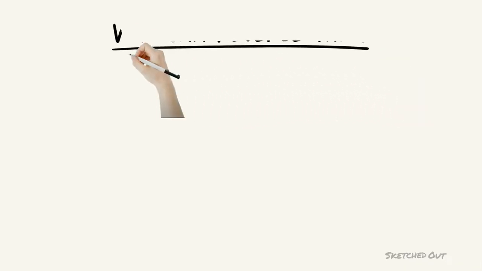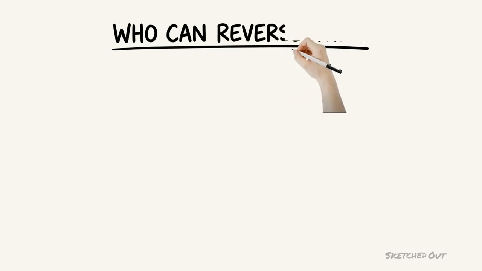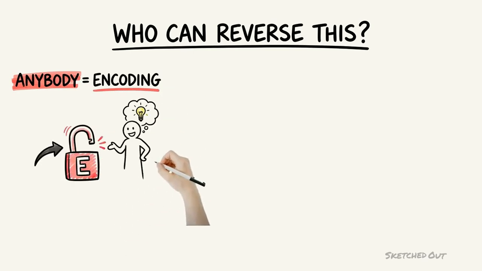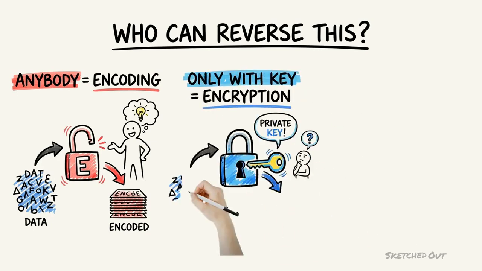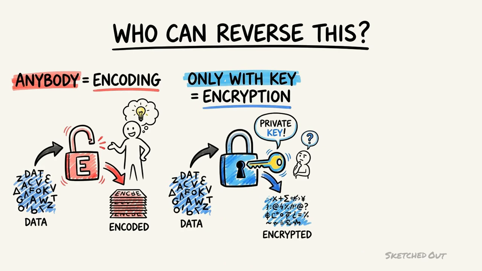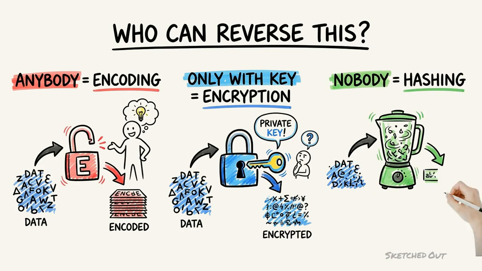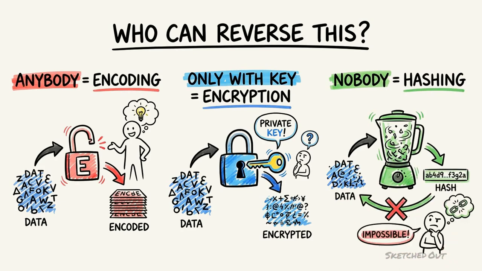So here's the question that separates all three, and once you have it, you'll never mix them up again. Ask, who can reverse this? If the answer is anybody at all, it's encoding, and it provides zero protection. If the answer is only somebody with the key, it's encryption, and it provides privacy. If the answer is nobody, not even you, it's hashing, and it provides proof rather than secrecy.